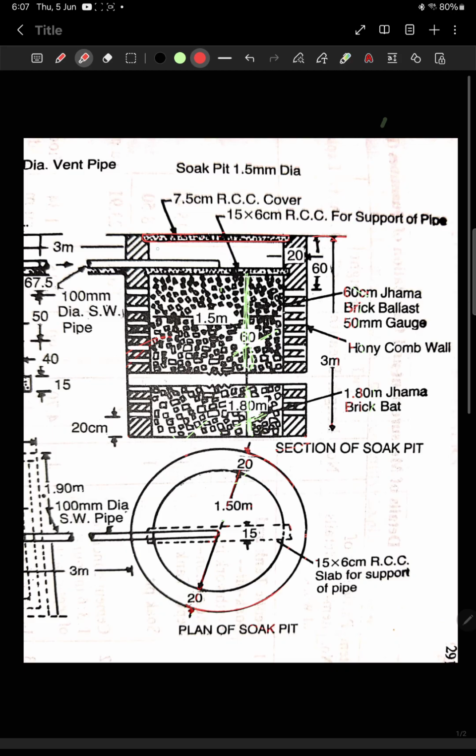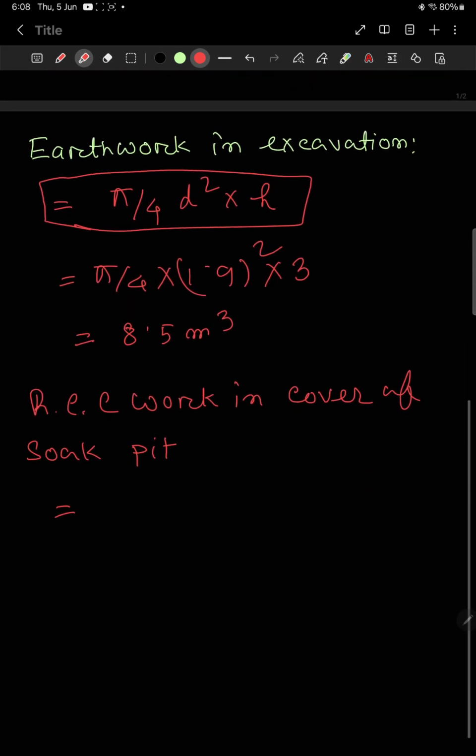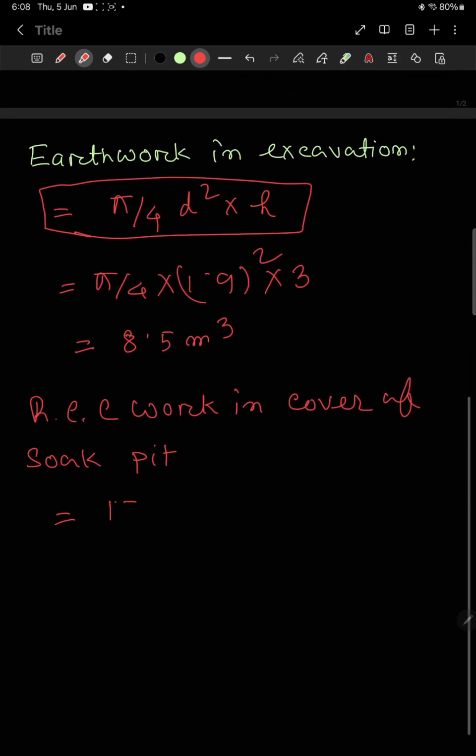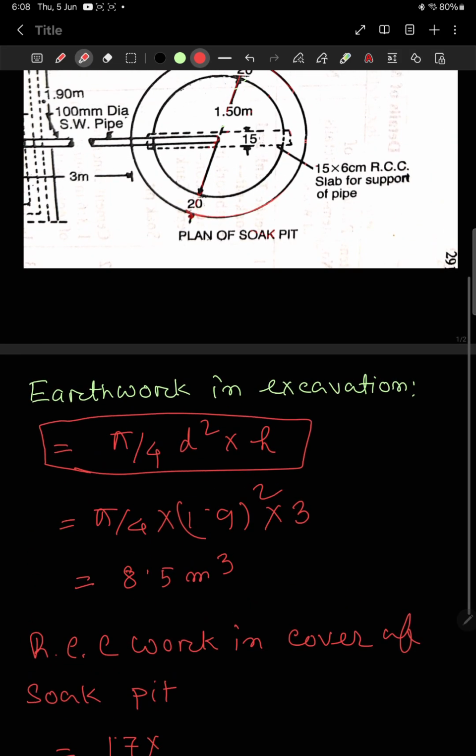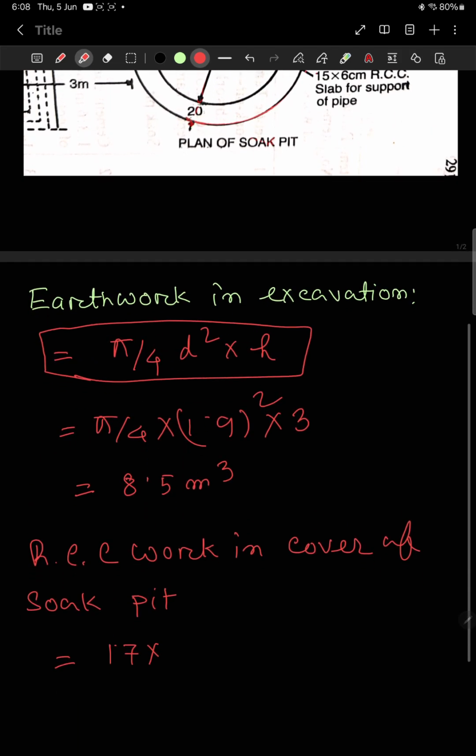This inside to inside diameter is, I have already told you, 1.5. It is 1.5, and 10 centimeter it is inserted into this wall, and also 10 centimeter inserted into this wall. So 1.5 plus 0.1 on this side and 0.1 on this side, total 1.7. So the length is 1.7. Sorry, not length, the diameter is 1.7.